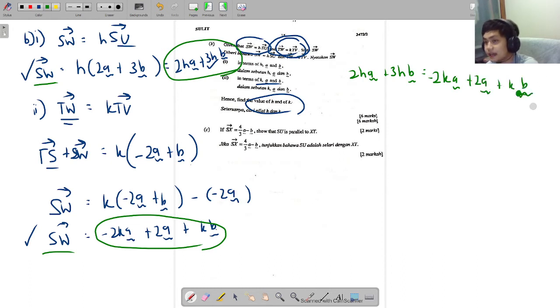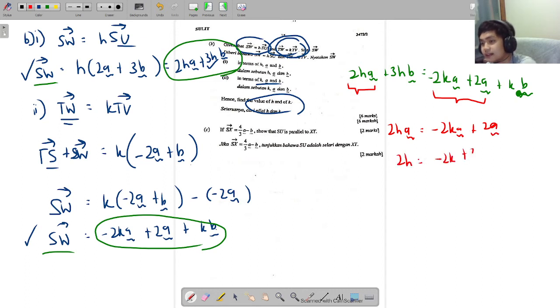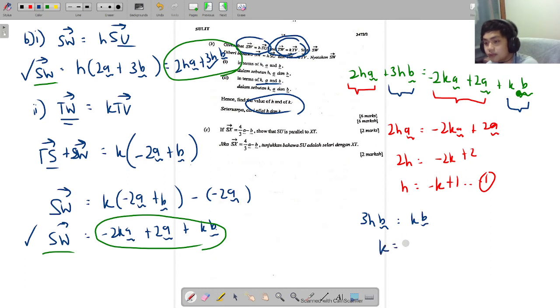Now, because they are the same, I can equate their A vectors and B vectors separately. So this A vector and this A vector can be equated as 2HA equals to negative 2KA plus 2A. And I can drop all of the A. And I divide everything by 2. So I have a nice equation here with H and K in it. And likewise, I'm going to equate the B. So it will be 3HB equals to KB, and I'm going to drop the B, so K equals to 3H.